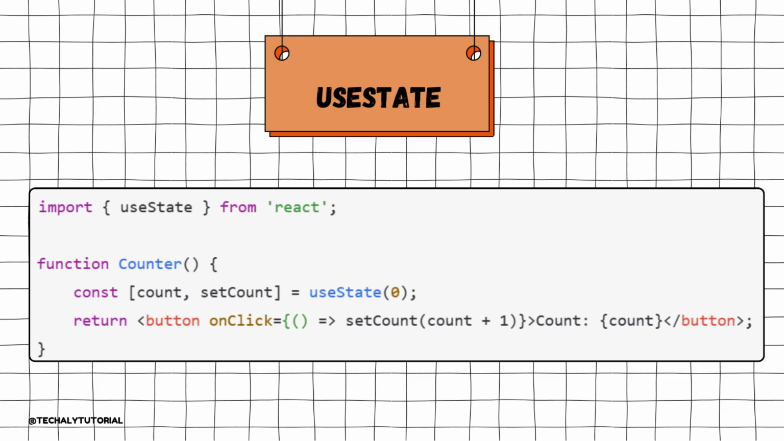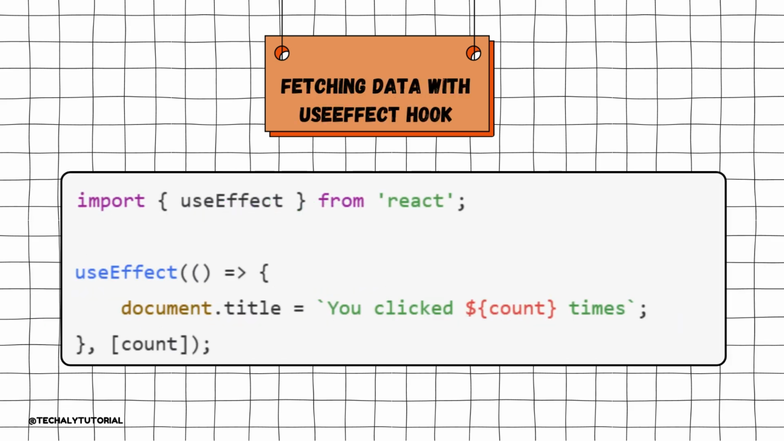Then coming to the next hook, which is called useEffect. This hook lets you do things when the component loads or updates. For example, changing the page title based on the count means whenever you click, the page title will change, and it will count how many times you have clicked. So this runs every time the count changes, updating the page title.